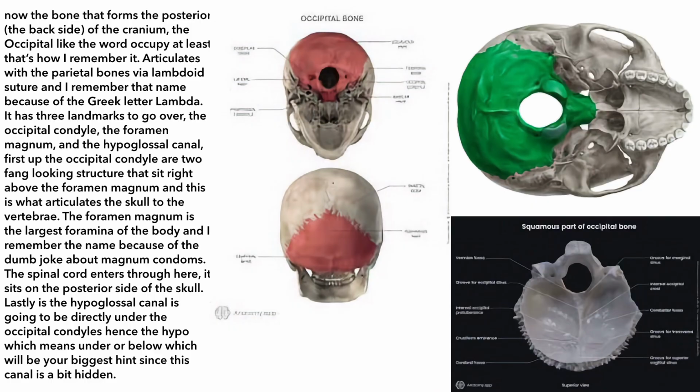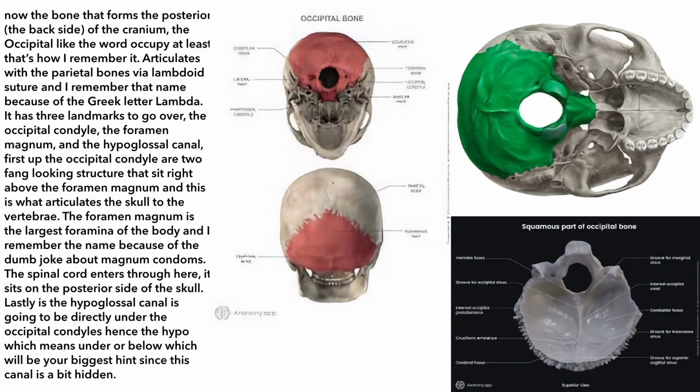First up, the occipital condyles are two fang-looking structures that sit above the foramen magnum, and this is what articulates the skull to the vertebrae. The foramen magnum is the largest foramen of the body, and I remember the name because of the dumb joke about Magnum condoms. The spinal cord enters through here.